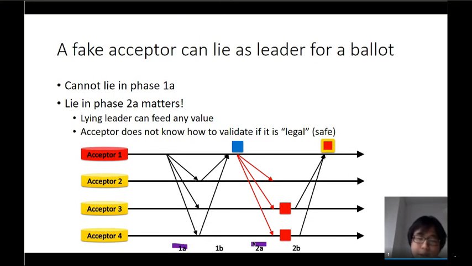So lying in phase 1A actually doesn't matter. The thing that matters is if you lie in phase 2A, you fake a phase 2A message. For example, you received some messages from phase 1B and you should be proposing the blue value, but now you can propose the red value, and the acceptors receiving this phase 2A message will unconditionally vote for this red value because it has the maximum ballot. So this is really bad. The lying that matters is the lying in phase 2A.